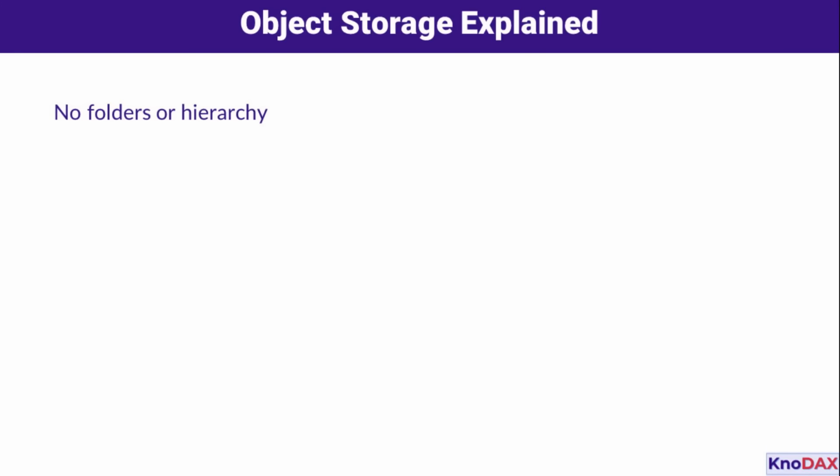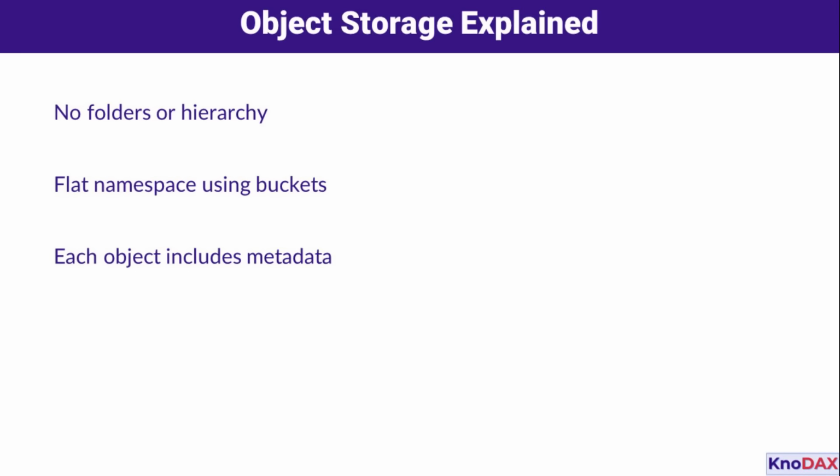Unlike traditional file systems that use folder structures, object storage in S3 uses a flat namespace. Each object is stored in a bucket and identified by a unique key. Metadata is attached to each object, making it easy to search, analyze, and manage data efficiently.